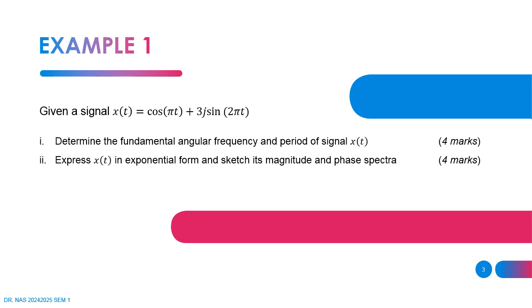Given a signal as shown, x(t) equal to cos(πt) plus 3j sin(2πt). You need to determine the fundamental angular frequency and period of signal x(t). So what is the fundamental angular frequency? It is omega naught in radian per second, and the period of the signal is T. Okay, and then the second question, you need to express it in exponential form, and then you need to sketch both the magnitude and phase spectrum.